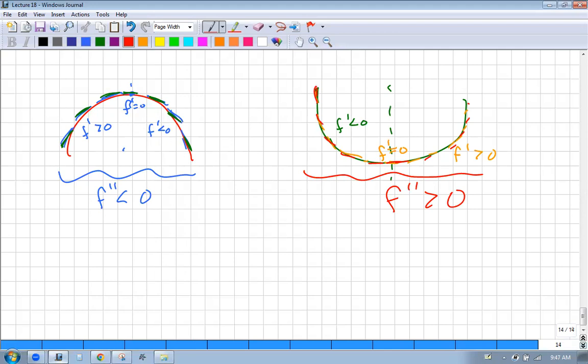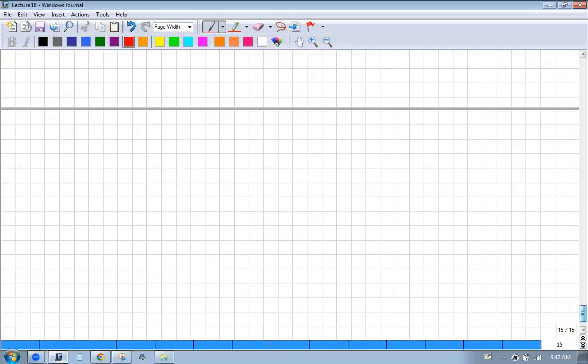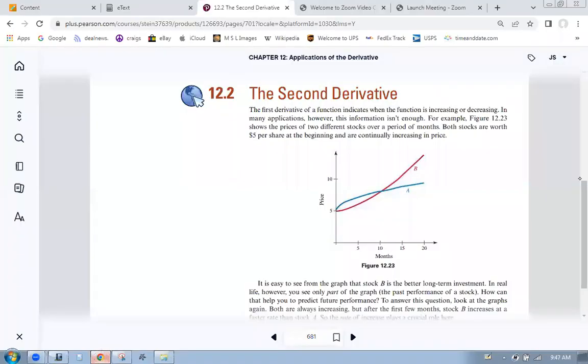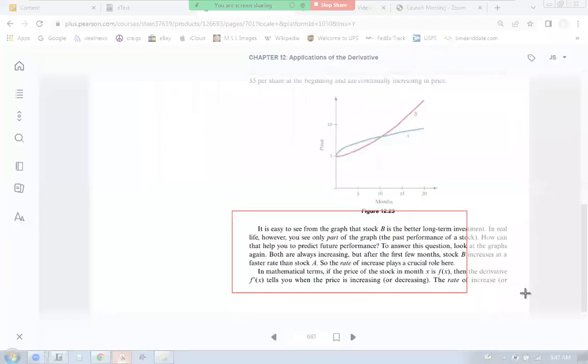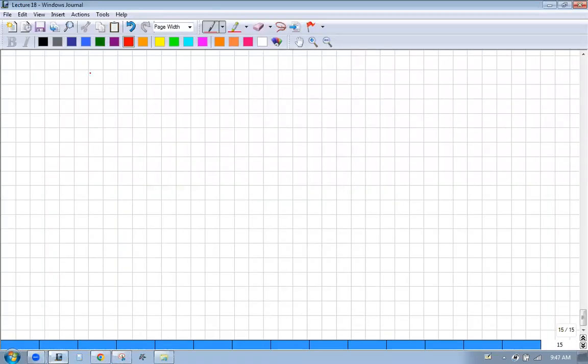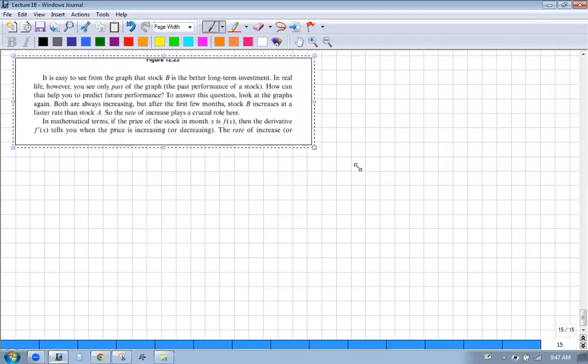So now that you understand what the second derivative means, we're going to have a second derivative test. Sometimes you'll just use the first derivative test. Sometimes you might want to use the second derivative test. You get some of the same information from both of them.